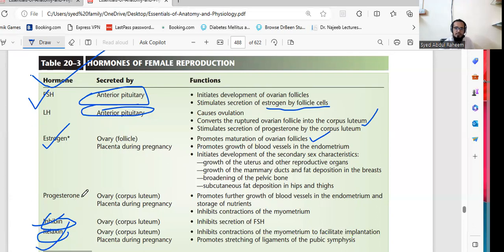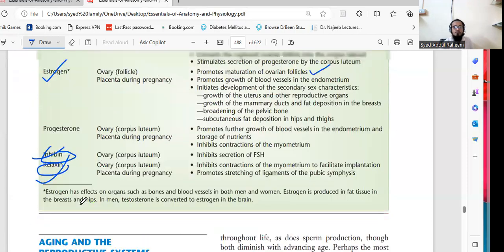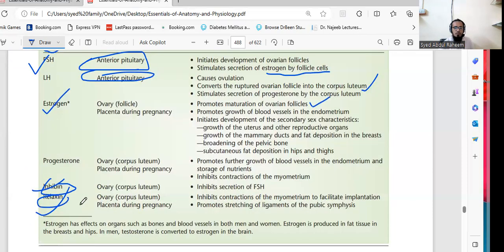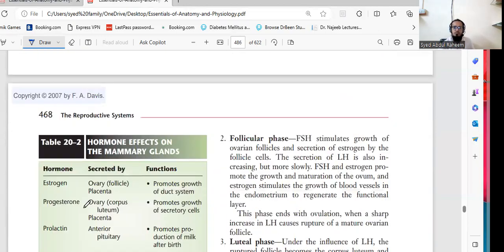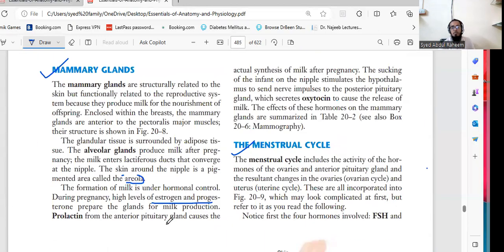We need FSH, LH, estrogen, progesterone, and other hormones. Okay, I think you understood this table. You have to remember all those things. Next, we have a very important topic, that is the menstrual cycle. So how does it begin, and which hormones help?